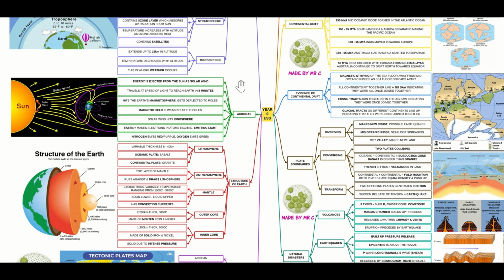The solar wind hits the ionosphere, which makes the electrons in nitrogen and oxygen jump up to a higher level, and as they fall again, they emit light. Nitrogen emits red and purple, oxygen emits green.